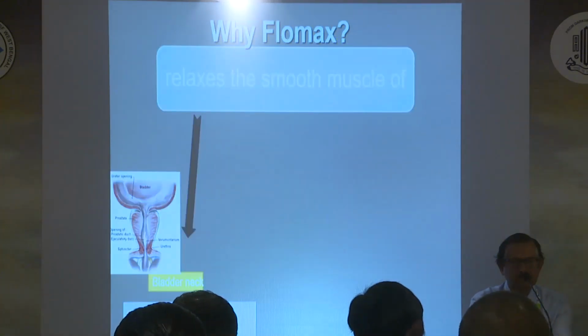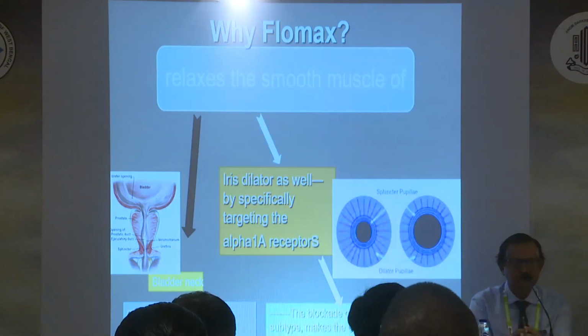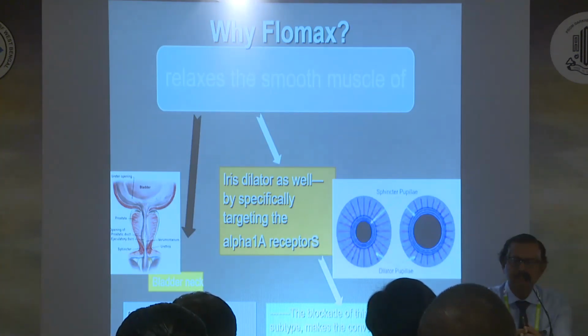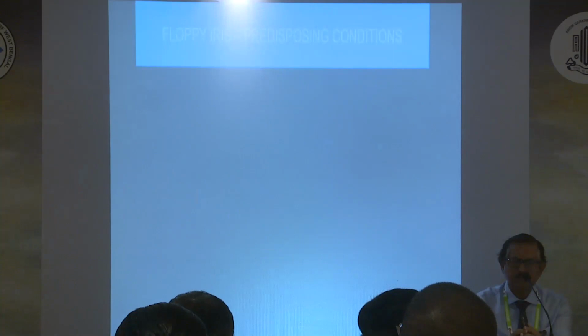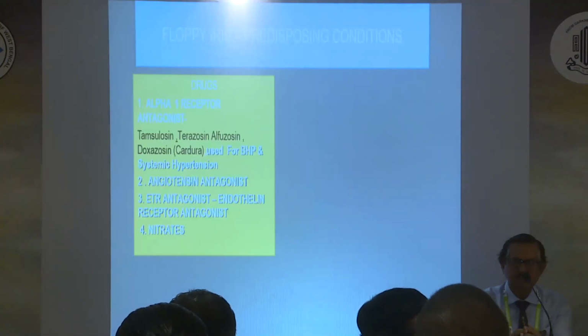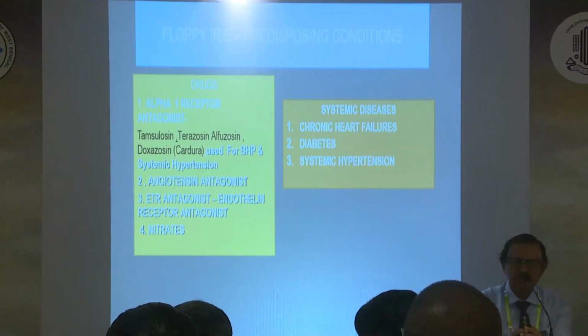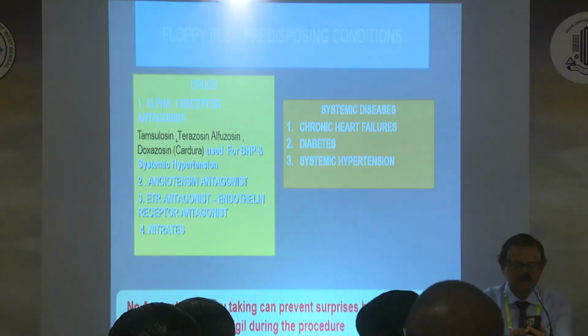Now, why Flomax? It relaxes the smooth muscles of the bladder, which is the mechanism of action for treating BPH. It acts on the iris dilator as well, by specifically targeting the alpha-1 receptor. The blockade of this receptor makes the conventional dilator drops ineffective. For the floppy iris, the predisposing conditions are alpha-1 receptor antagonists like tamsulosin, terazosin, alfuzosin, angiotensin antagonists, ETR antagonists, and nitrates, whereas systemic diseases include chronic heart failure, diabetes, and systemic hypertension. No amount of history taking can prevent the surprise, but it keeps us alert and vigilant during the procedure.